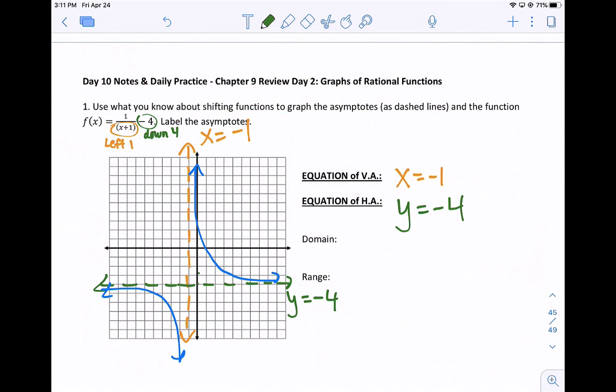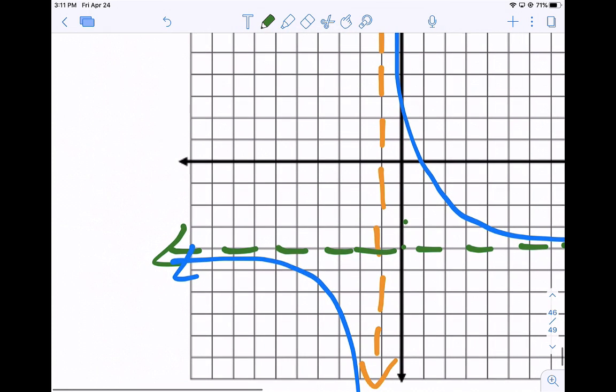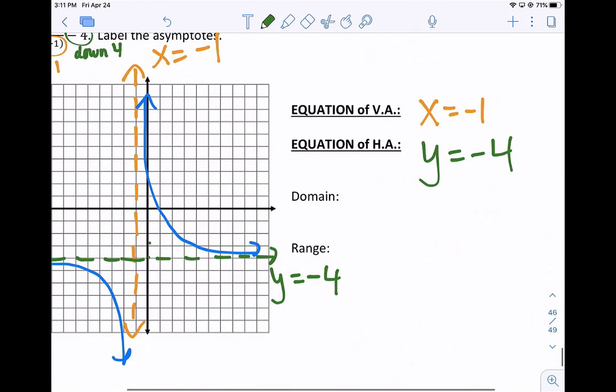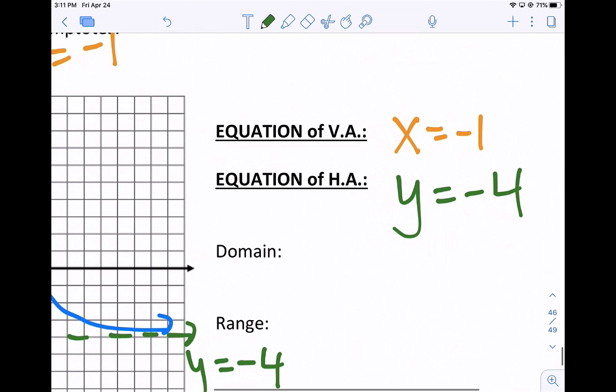Domain is all possible x values, and you can see this blue line goes everywhere left and everywhere right except for that orange line. So the domain is everything except the asymptote. So if you can figure out the asymptotes, the domain is pretty simple. It's just everything but the asymptote. x cannot equal negative 1.